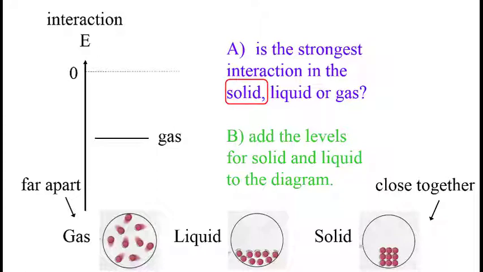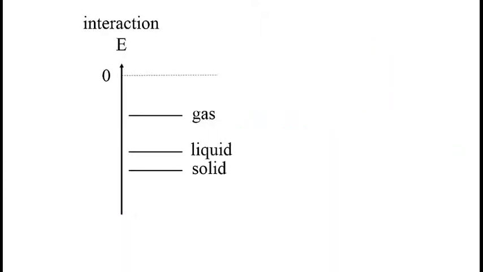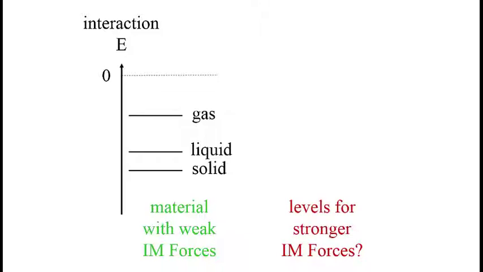Coulomb's law also tells us that opposite charges close together should be at more negative energy, or lower energy, than if they are farther apart. So we can add the levels for the liquid and solid at the lower energy than the gas. Let's ask one more question about this diagram. Suppose the picture we have is for a material with weak intermolecular forces. If we were to plot the levels for a material with strong intermolecular forces, where would they go? At higher energy or at lower energy?